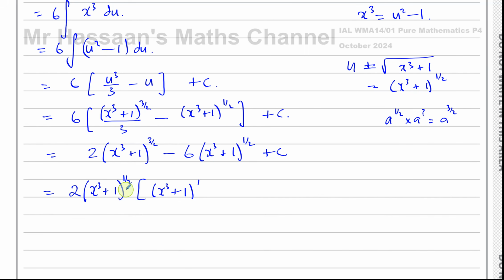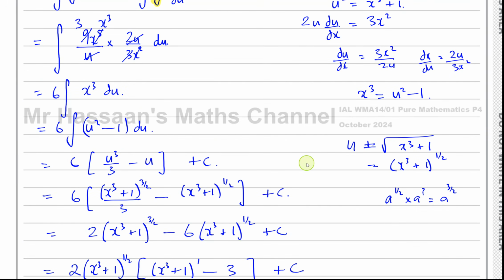That's going to give me, if I multiply these together, that, right? And then I've got to find out what I multiply this by to end up with this. Well, I need a minus, I need a 3, and that's it, because this is the same as that, right? So this times that is going to give me minus 6 times x cubed plus 1 to the power of a half. And then I've got my plus c. So I have here 2 times x cubed plus 1 to the power of a half. And this is going to be x cubed minus 2. 1 minus 3 is minus 2. And then plus c.